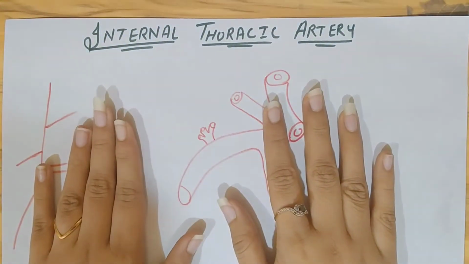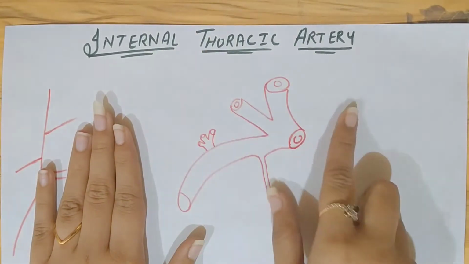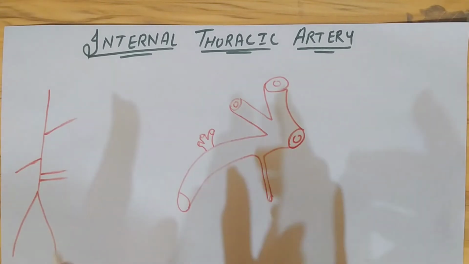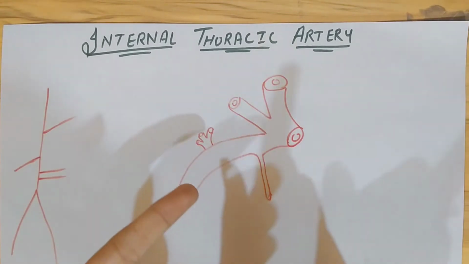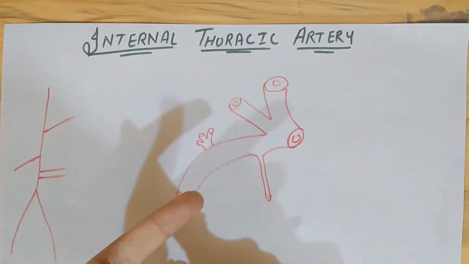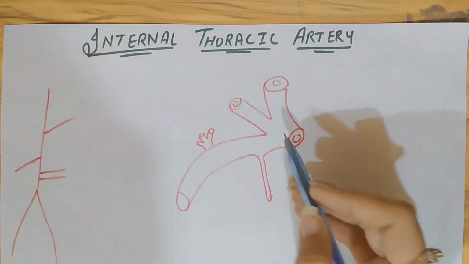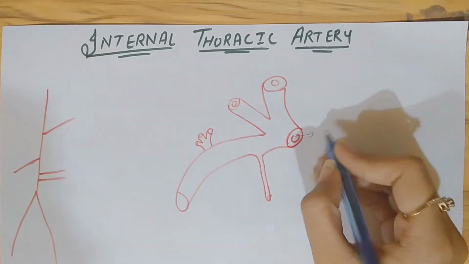In this video we will see the internal thoracic artery. So here we have our diagram. From the diagram we will see first its origination, its termination, its branches and its relations too. So let's move ahead. This one is our brachiocephalic trunk.